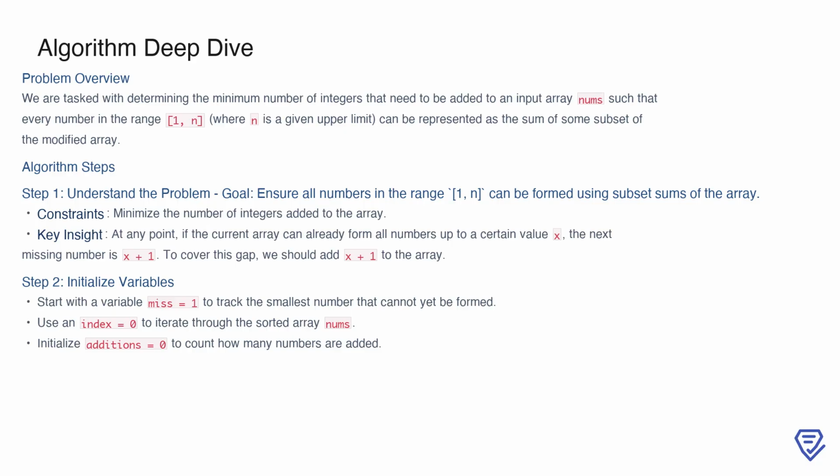To implement this idea, we start by initializing a variable miss to 1, which tracks the smallest number that cannot currently be formed. We also use an index to iterate over the sorted array nums, and a counter, additions, to keep track of how many numbers we add. With this setup, we can systematically address the gaps in coverage using an efficient, step-by-step process.